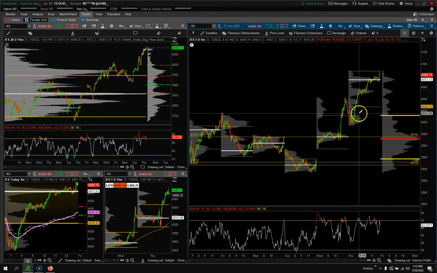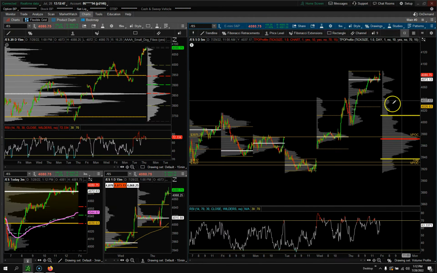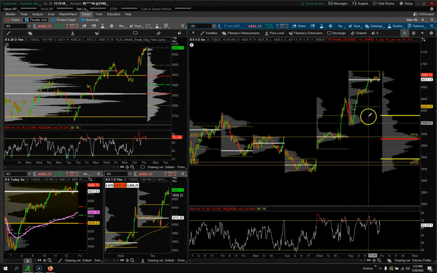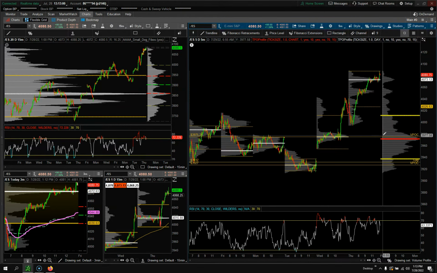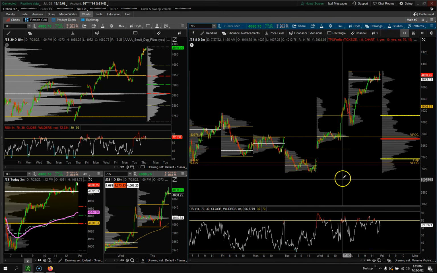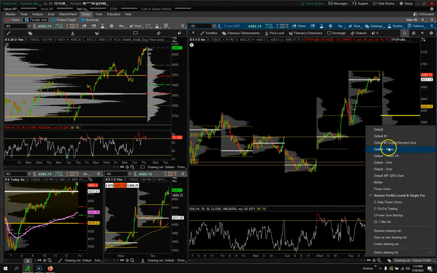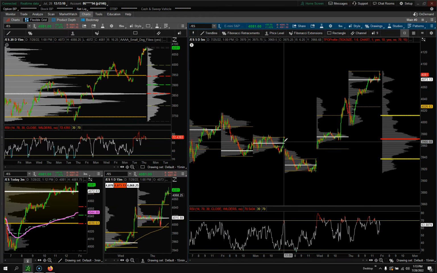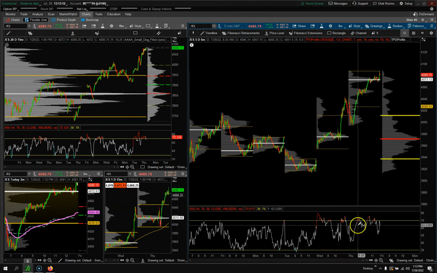And does that match up with other things? Yeah, it matches up with this low volume node here. If we kept falling, our point of control matches up with this point of control with this gap that we filled here, but multiple things. So I would look to be a buyer around those levels. So hopefully that chart makes sense. I'll go back and clean this up, and this is the chart layout that you guys will have on your screen.